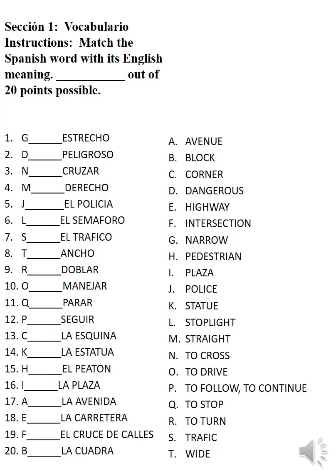La plaza, number 16 is I, plaza. Number 17, la avenida, is avenue, letter A. Number 18, la carretera, means highway, letter E. 19, el cruce de calles, means intersection, letter F. And number 20, la cuadra, means block, letter B. So take yourselves just a few seconds to make sure that your answers match mine and that you have written all of this down. And then we will go on and move to section 2.